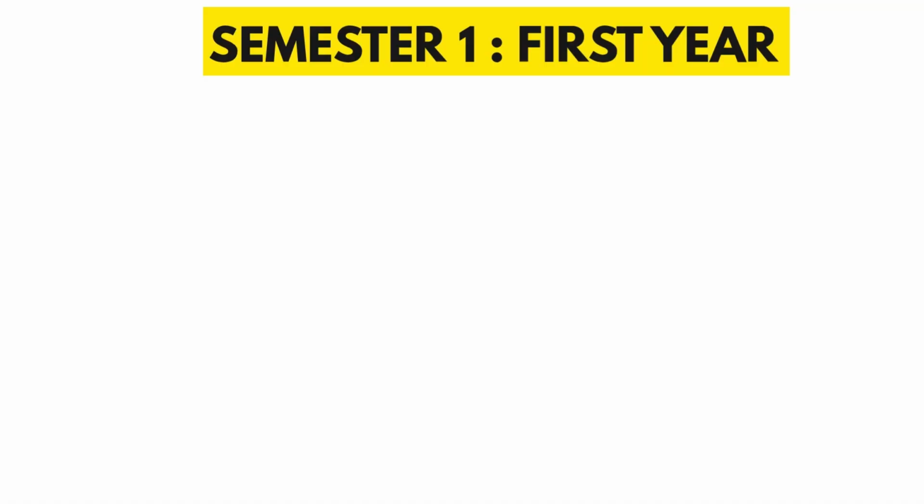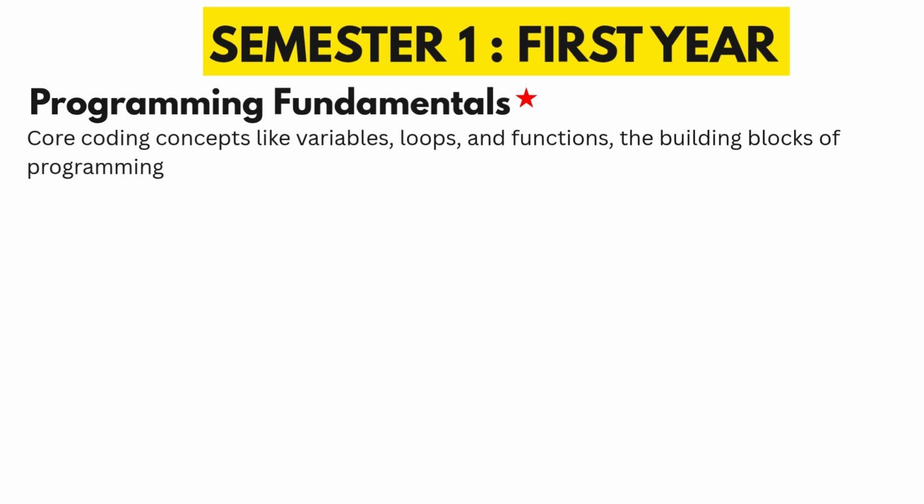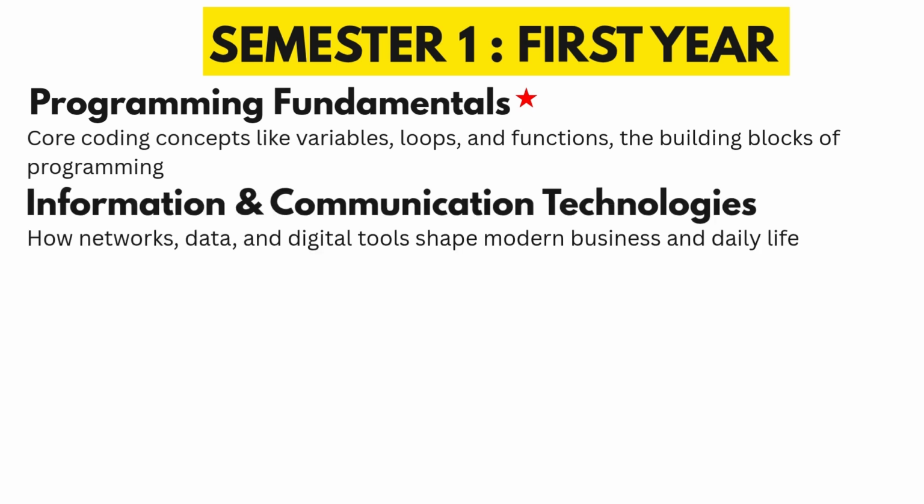Let's kick off with semester 1, where your software engineering journey begins. The most important subject here is programming fundamentals. This is where you learn how to think like a programmer. You'll dive into the basics of writing code, variables, loops, conditionals, functions, everything that becomes the foundation of your future programming skills. Trust me, nailing the subject early will make the rest of your degree a lot smoother.